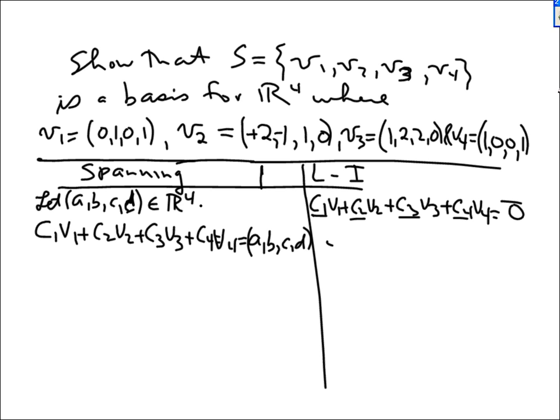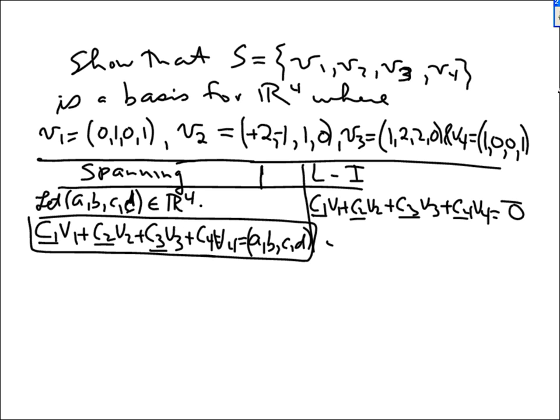On the left side, I just want to be able to find those 4 C's so that the linear combination gives me A, B, C, D. Now we're going to try to tackle both of these at the same time. To solve this system of equations, V1 I put down as the first column, as we've done many times already. V2 in the second column, V3 in the third column, V4 in the last column.